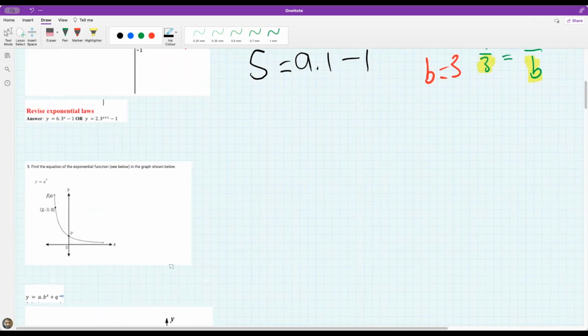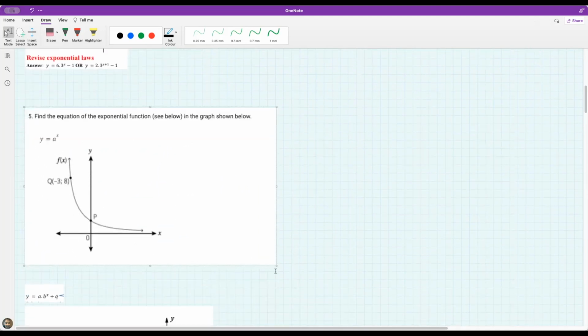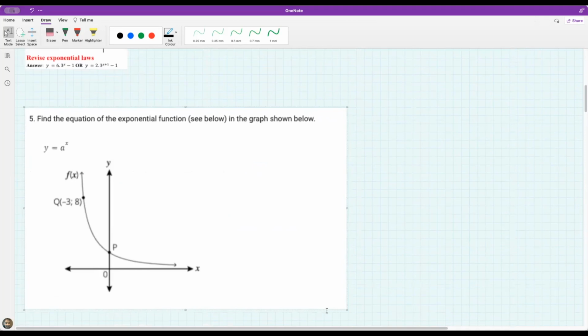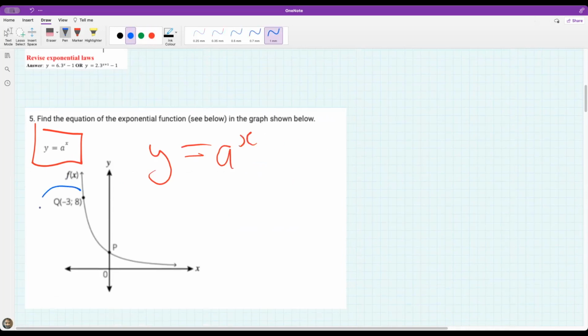Okay, let's do a slightly easier question, well, I don't know if it is easier, but in this case the exponential function is not that exciting. It's just y equals a to the x, so there are no other funky transformations. But what they say is that the point Q is (-3, 8). Can you find the equation of this exponential function, which really means, can you find what a is?